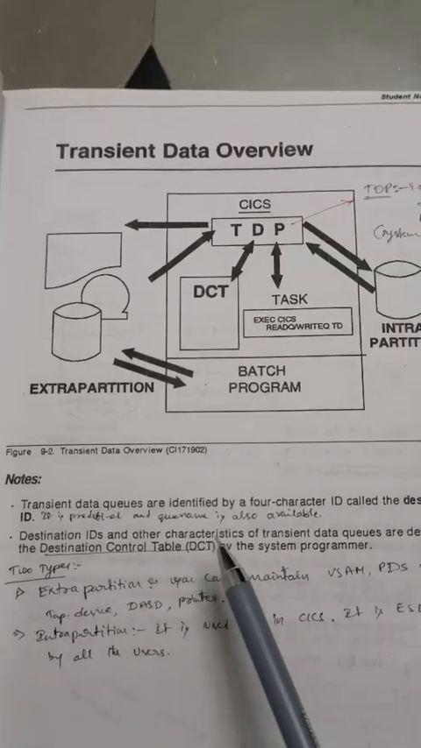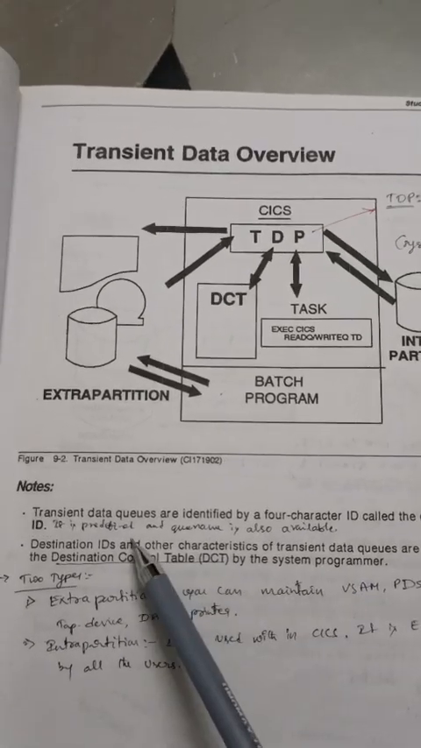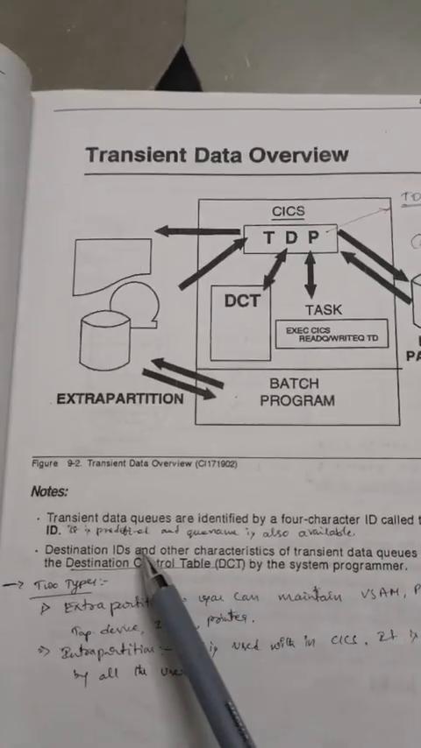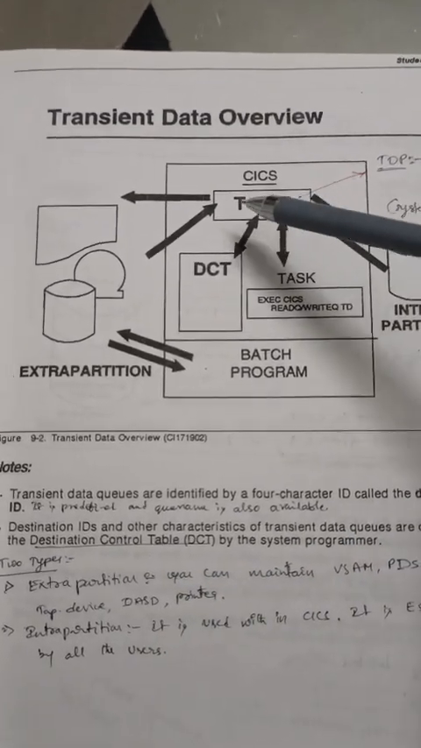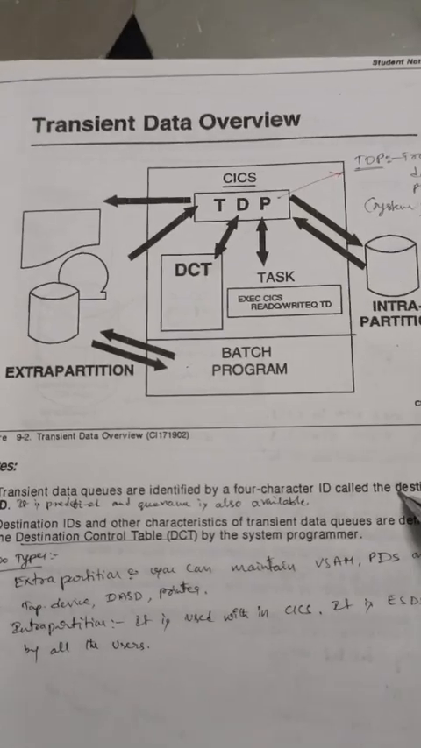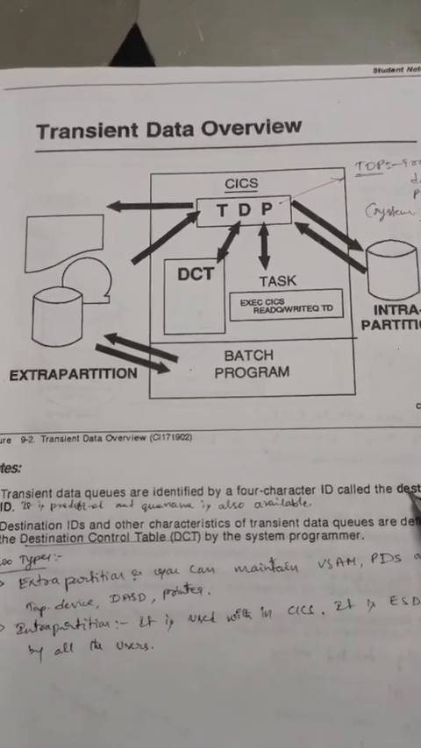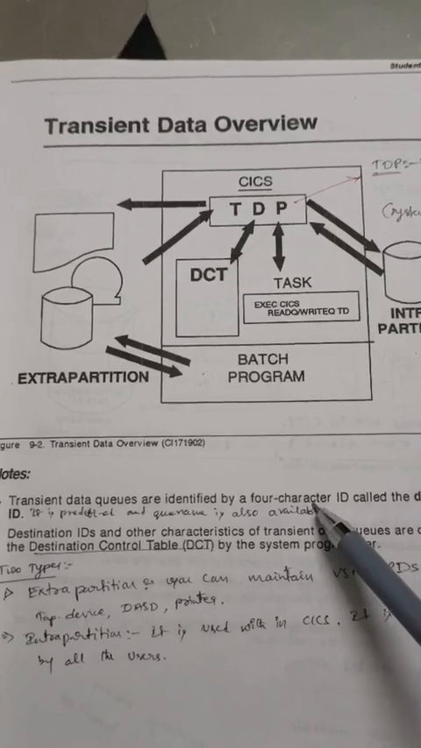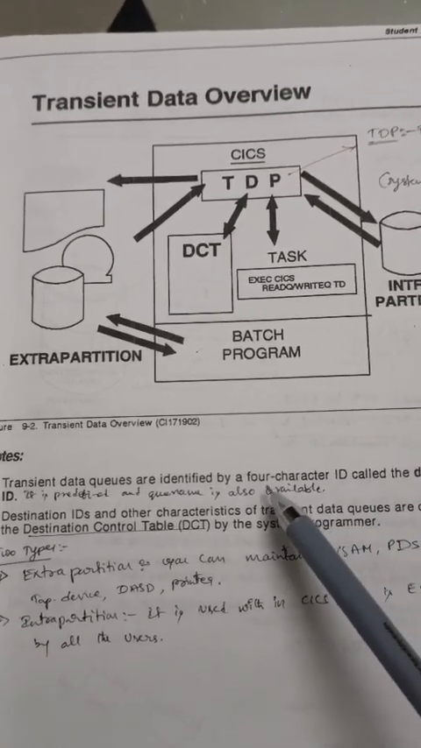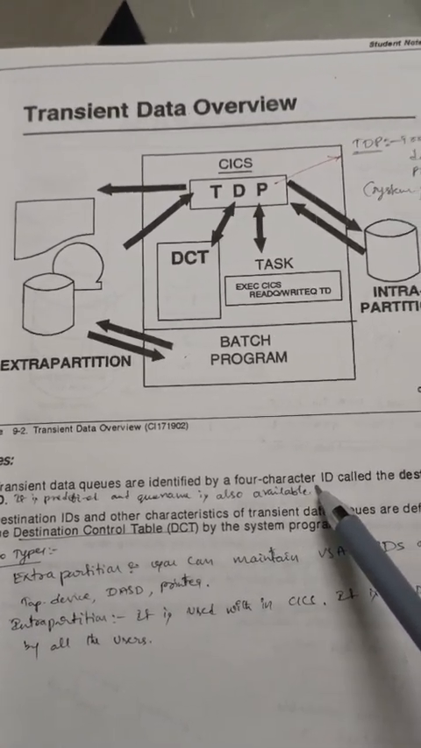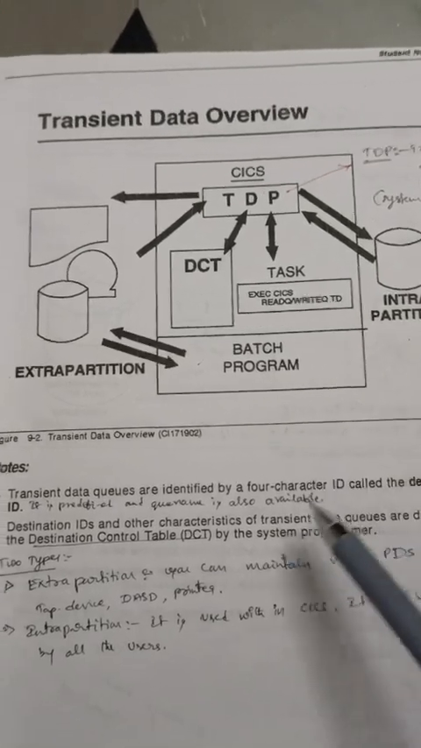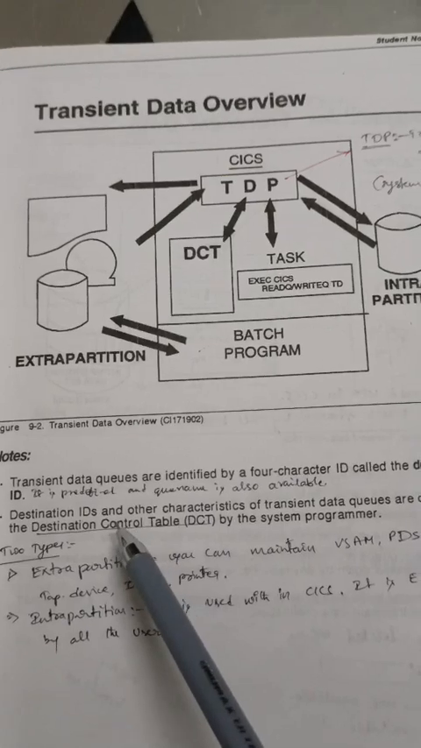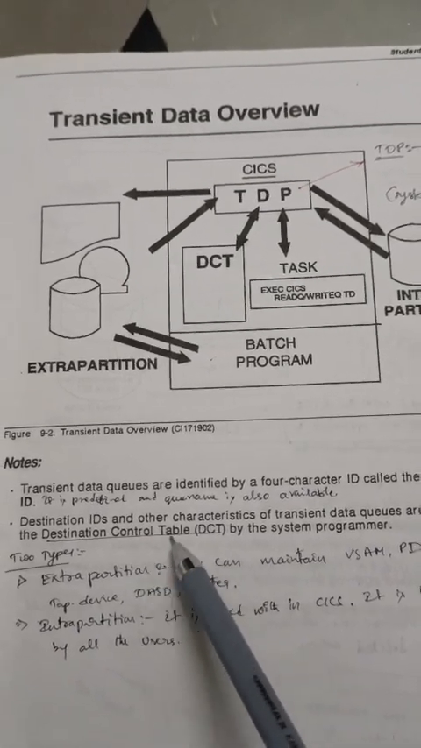I'm reading each and every point here. Transient data queues are identified by a four-character name called the destination ID. To identify a transient data queue, we have an ID similar to a primary ID, the destination ID, which is four characters. So friend, this is another interview question: how many characters does the TDQ destination ID contain? It is a four-character ID, and this destination ID should be registered in the DCT table.